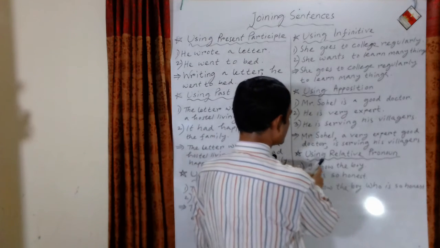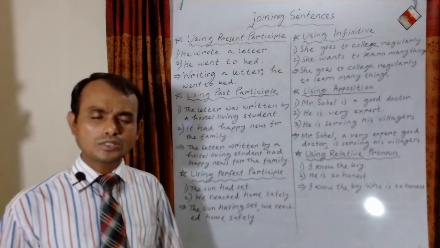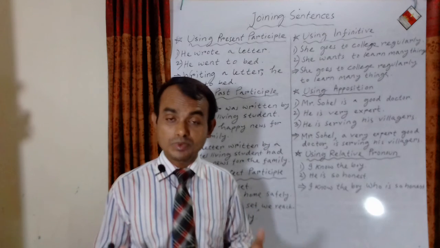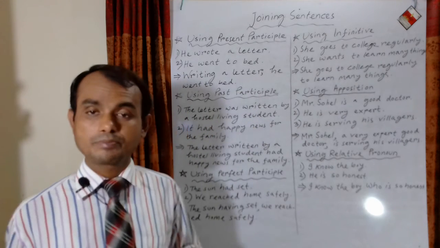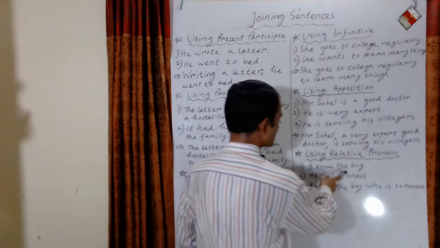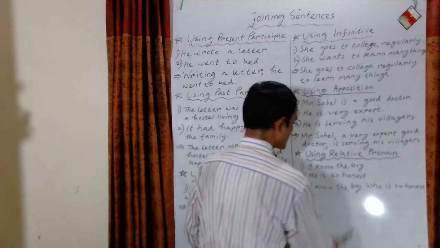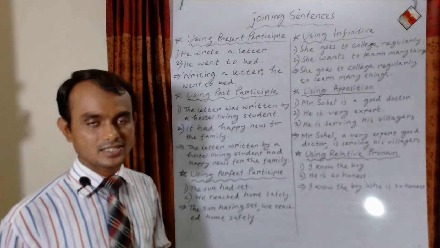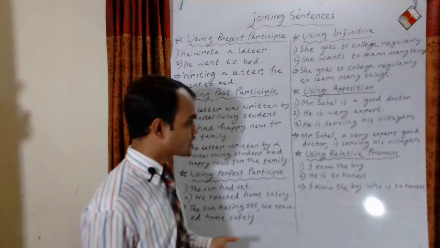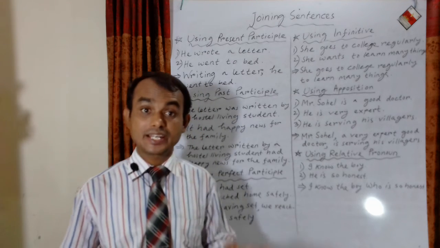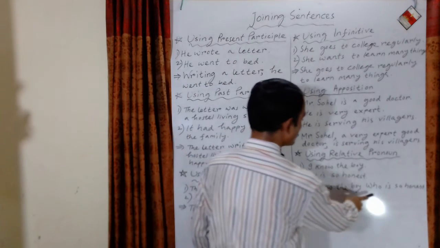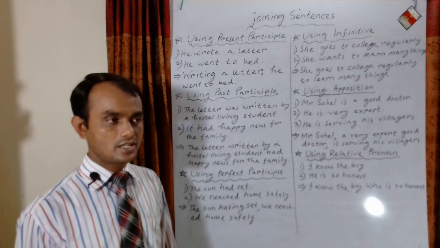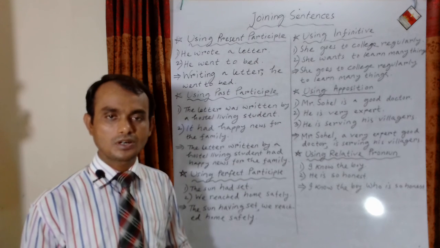The next method, using relative pronoun. You can also make one simple sentence from two or more simple sentences using relative pronoun. Okay, I know the boy. This is the first simple sentence. He is so honest. This is the second simple sentence. Now I am going to join these two simple sentences. Okay, what type of method will I use? I will use relative pronoun. I know the boy who is honest. Who is the relative pronoun here. In place of a person, we have to use who.